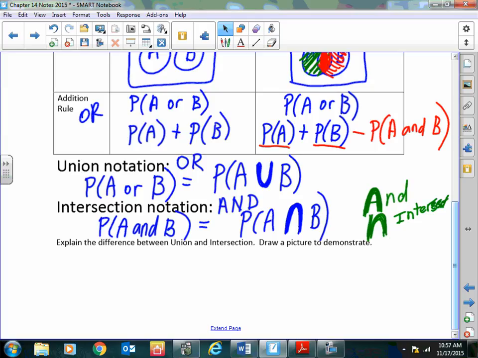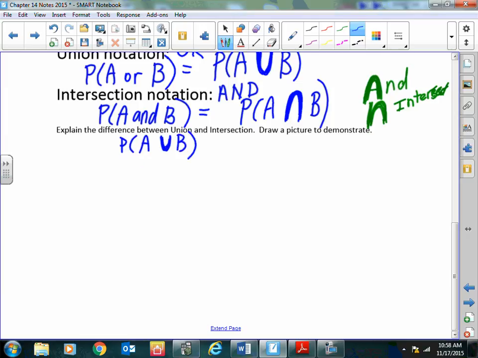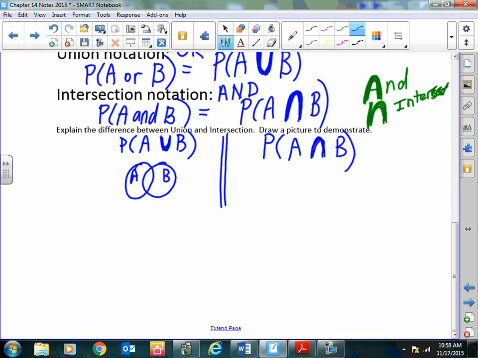Okay, last part of this. Explain the difference between union and intersection. I want us to draw a picture of what the union and the intersection would look like. So here we go. Probability of A union B. We can have overlapping events for both. And then we're going to draw this one, probability of A intersect B, and draw the same picture, and then I'm going to shade what they mean.